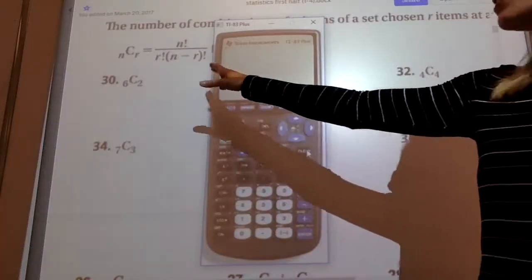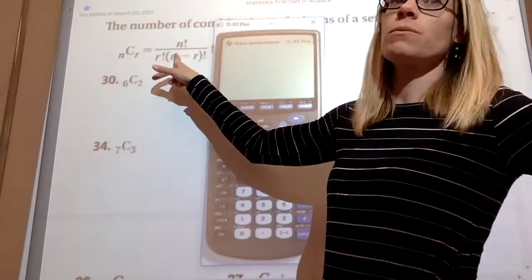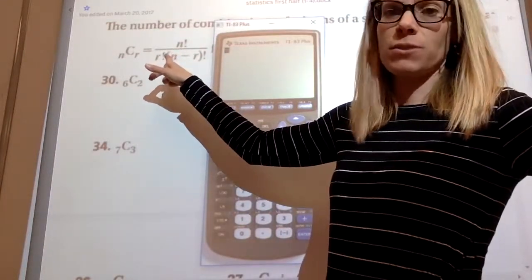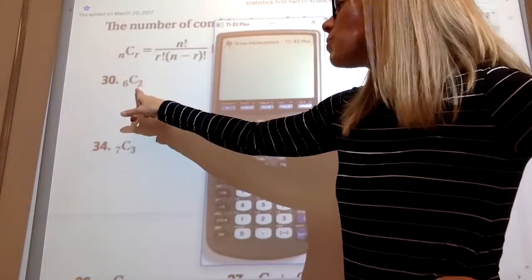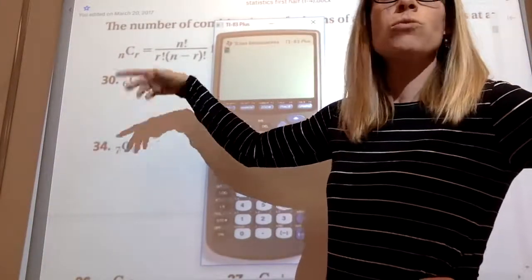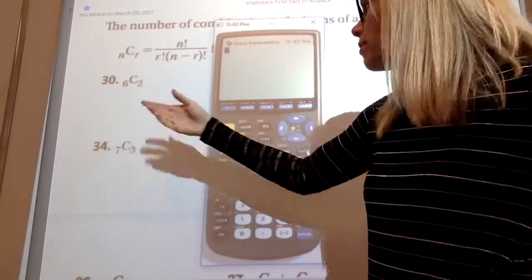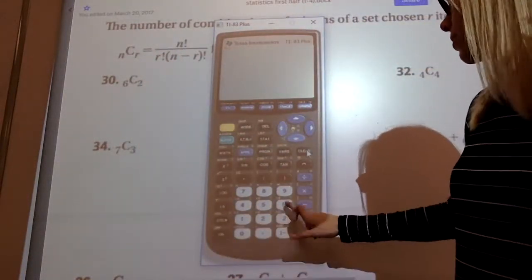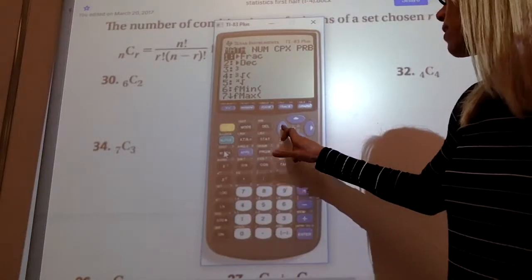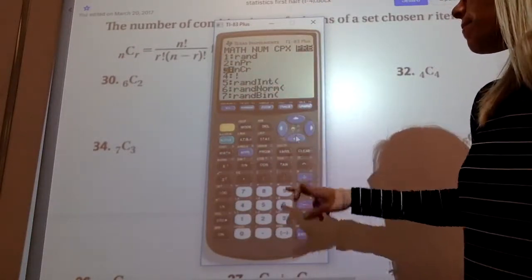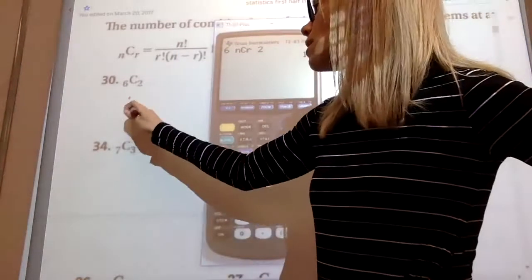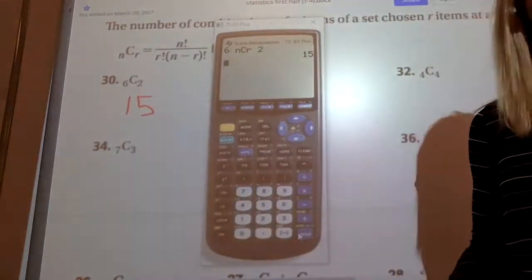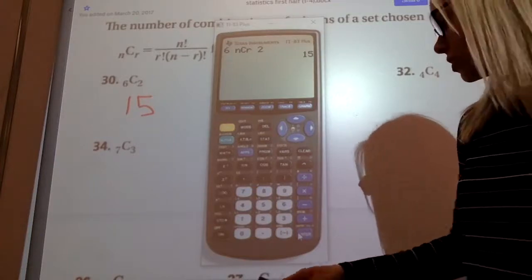Hence, combinations. You should notice the formula is different, but again, we have a button, so we're just going to use the button. So at 6C2, how many ways can you choose 2 of the 6? Order doesn't matter on combinations. Again, I'd go 6, math, nCr, 2 equals 15. And you should notice that combinations, your numbers are going to be smaller than permutations.